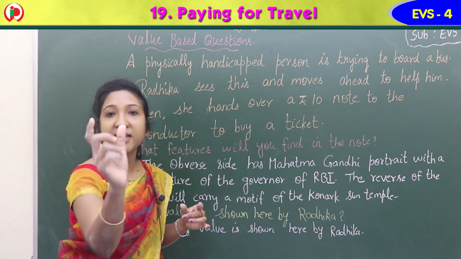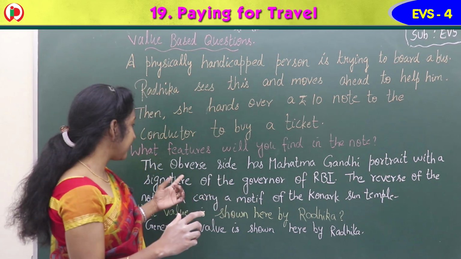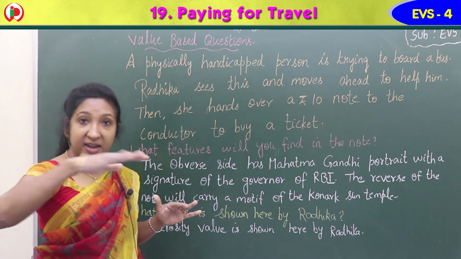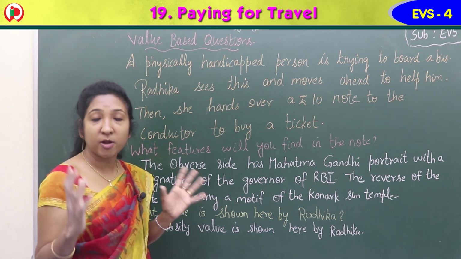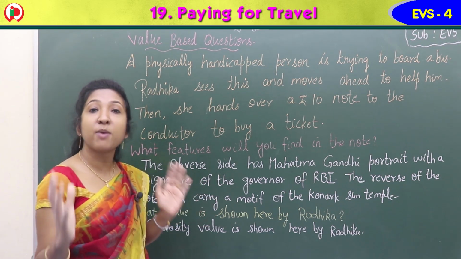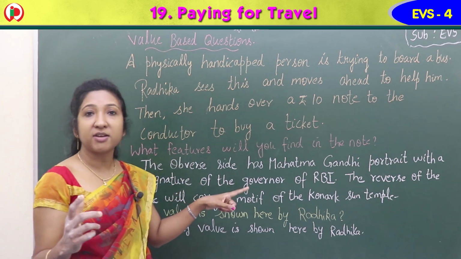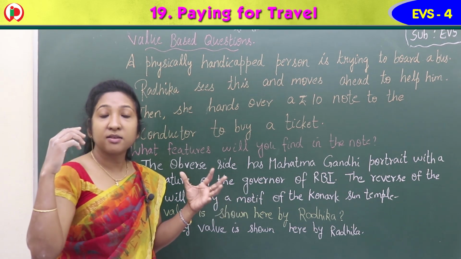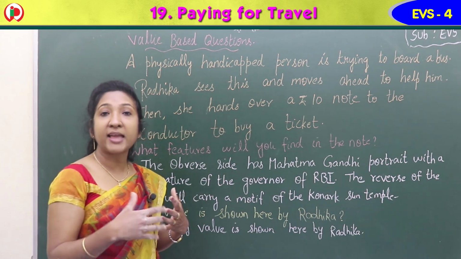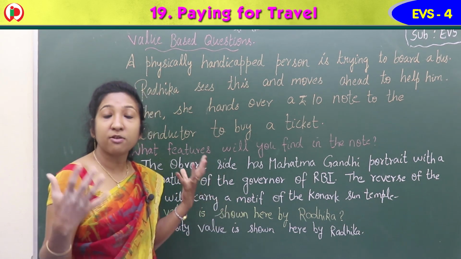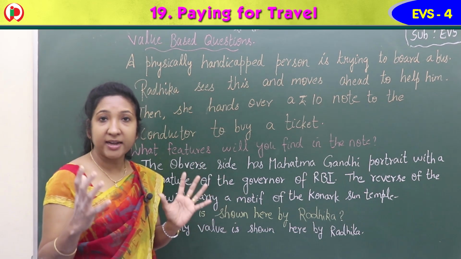So the question is, what features will you find in the note? Radhika gave a 10 rupee note. On the 10 rupee note, what features can you see? Yes, the obverse side, means the front side, has Mahatma Gandhi's portrait. We can see the picture. Portrait means the picture, the photograph of Mahatma Gandhi. The front side has the signature of the governor of RBI, the Reserve Bank of India's governor. We can see the photograph of Mahatma Gandhi, father of our nation, on the front side of the note.